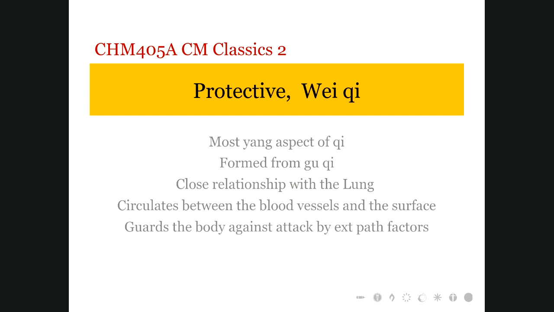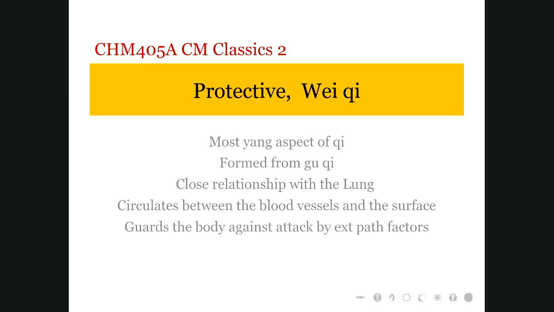the lung system, and this Wei qi circulates between the blood vessels and the surface of the body. So basically the Wei qi travels in the surface between the muscles and the skin. They keep the surface of the body warm and try to maintain better circulation internally as natural protection.